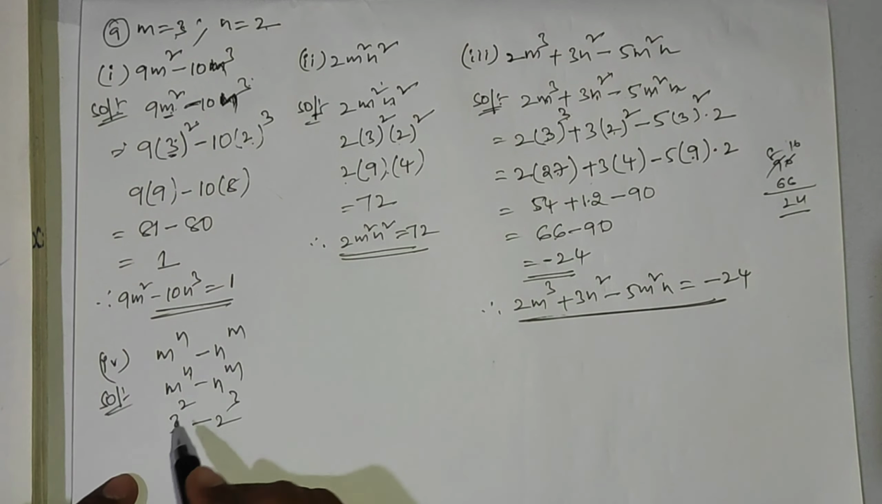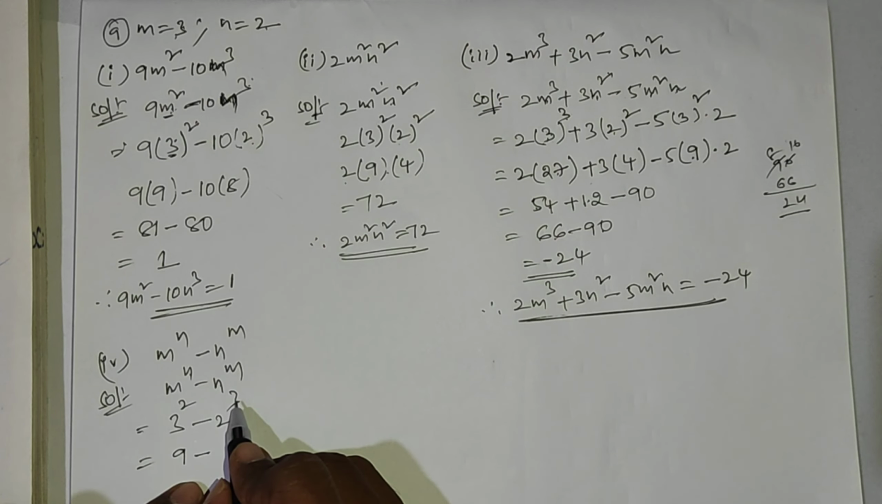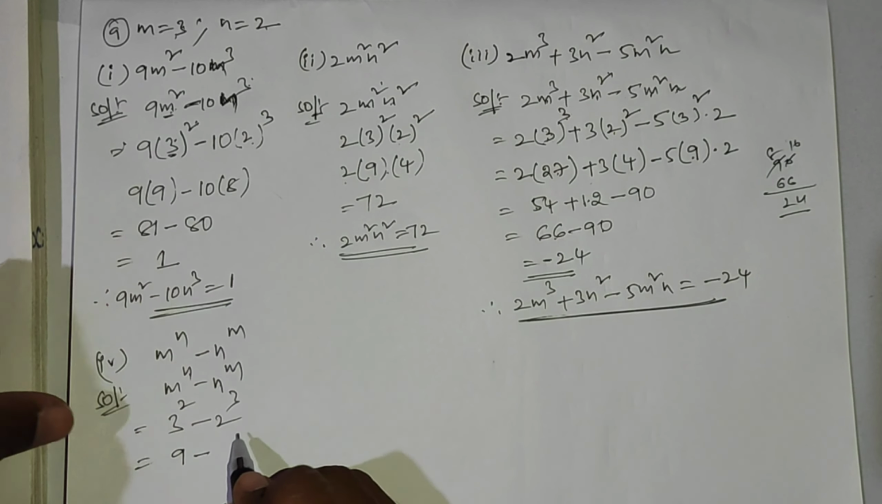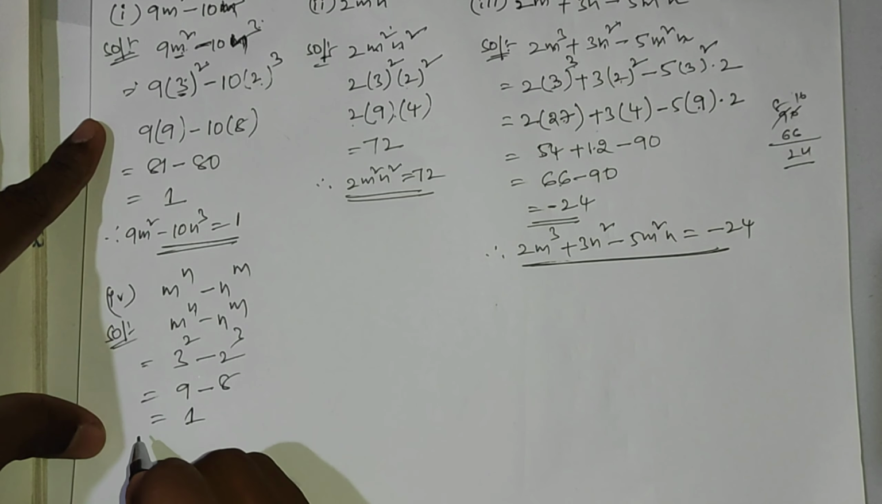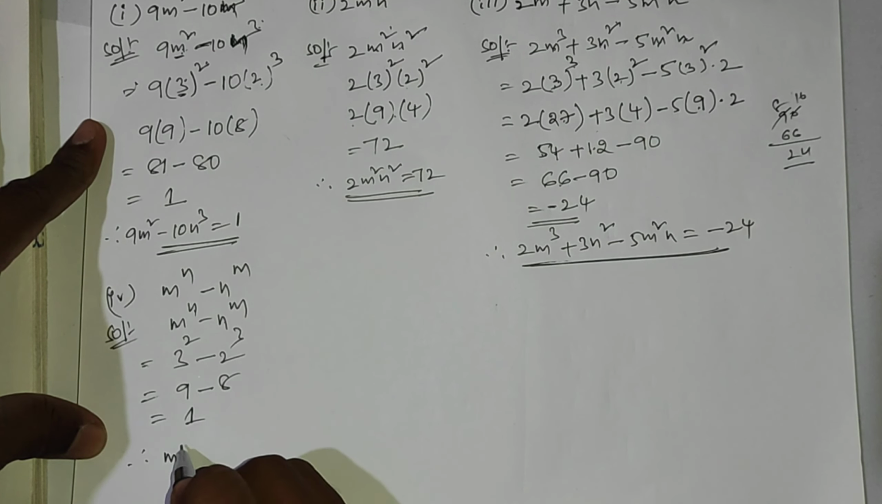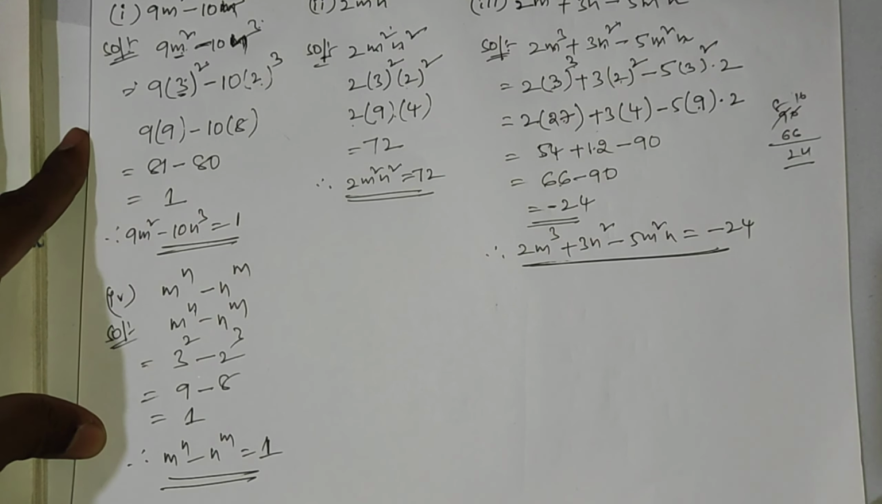3. That's it. Now 3 square means what? 3 into 3, nothing but how much? 9. Minus 2 cube means what? 2 into 2 into 2. 2 twos are 4, 4 twos are 8. Then 9 minus 8 is what? Answer is 1. Therefore we can conclude that m power n minus n power m is equal to 1 is the answer.